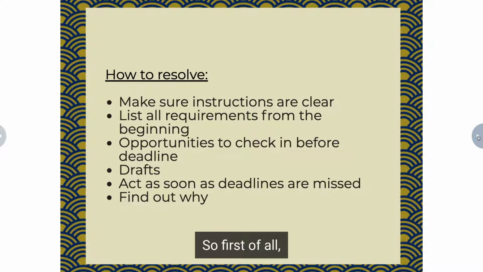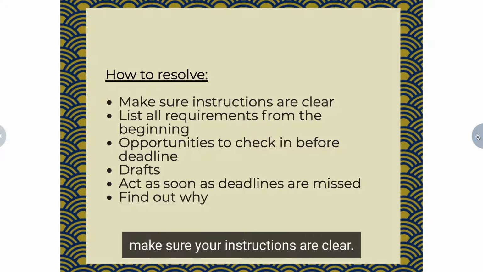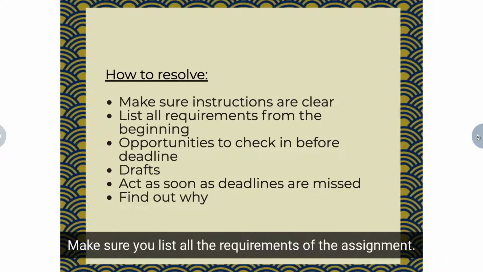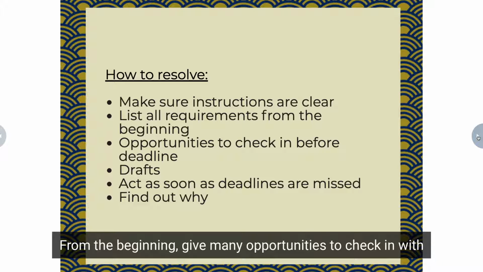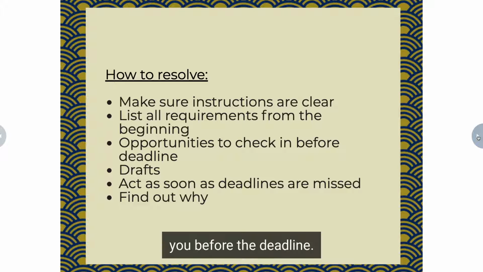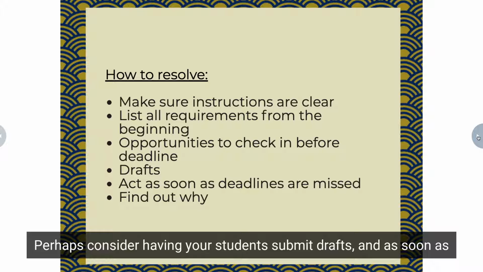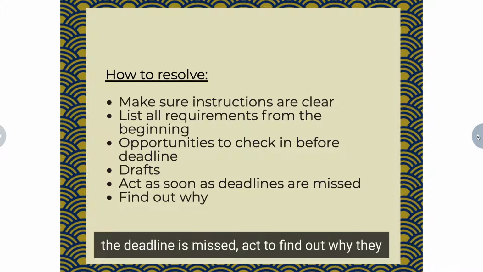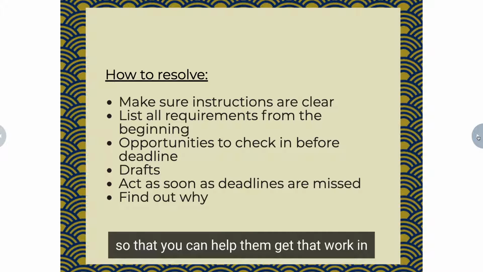So to resolve these issues and review, first of all, make sure your instructions are clear. Make sure you list all the requirements of the assignment from the beginning. Give many opportunities to check in with you before the deadline. Perhaps consider having your students submit drafts. And as soon as a deadline is missed, act to find out why they missed the deadline so that you can help them get that work in.